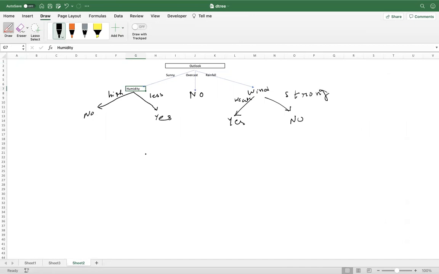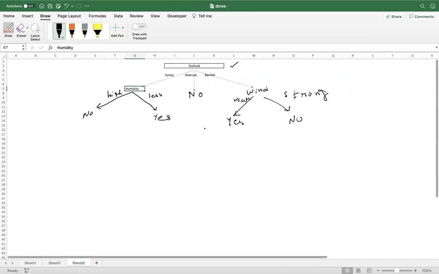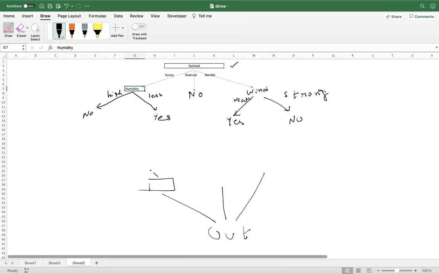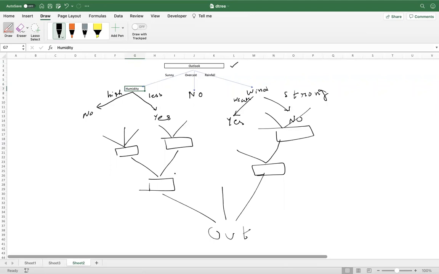This is a tree because it has a tree structure, but unfortunately the root is at the top. Generally for a tree, the root will be down, right? It's like an inverted tree. Imagine you see it downwards: outlook will be here. There are 3 branches like this. So here humidity will stay, and humidity has its own branches. Wind has its own branches, and so on. Sometimes based upon the data, it can have further splits like this. It can have again 3 branches, or again 2 branches. It can keep on splitting, like that. But that's in general.